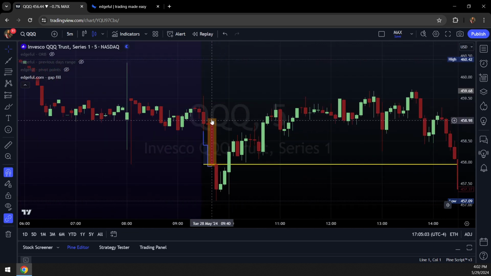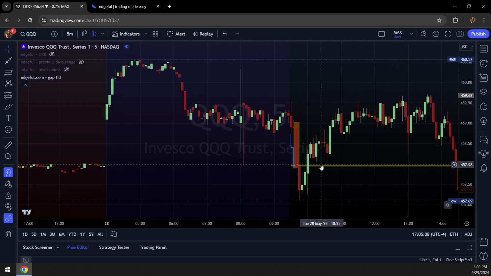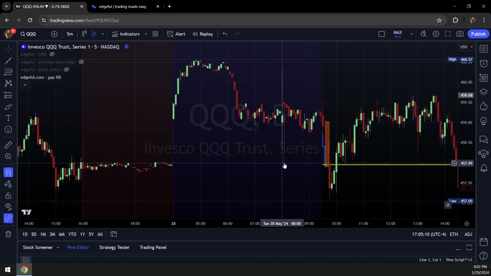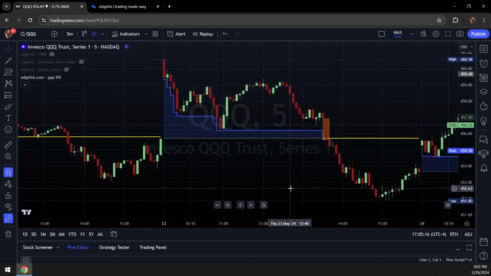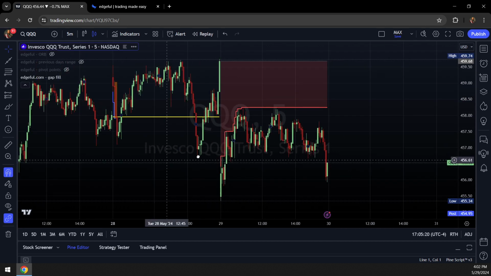Yesterday, as you can see, this line right here is yellow because we filled the gap. This is based on the closing price, so from close to open. I could even, if I just turn off the pre-market, you're going to be able to see this much better. Let me get back to where we were.